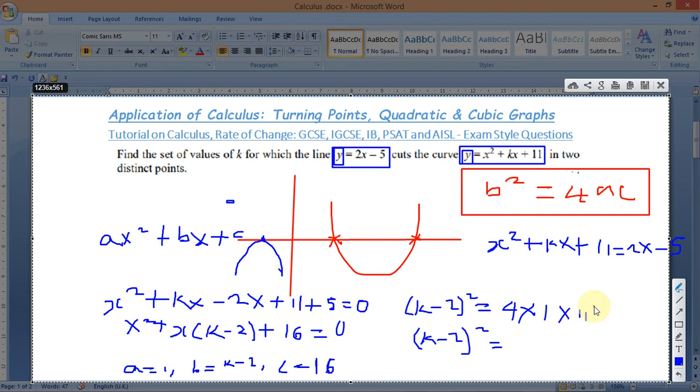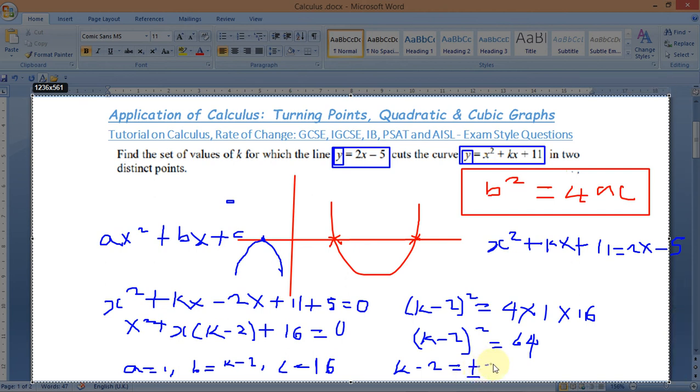Okay, so 16. So what is 4 times 16? I'm going to use my calculator. 4 times 16 is 64. So what do you have here then? I'm looking for the value of k. So just take the square root of both sides. Then I have k squared equals the square root of 64, and the square root of 64 is plus or minus 8.